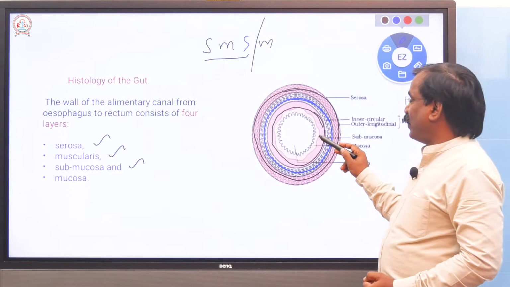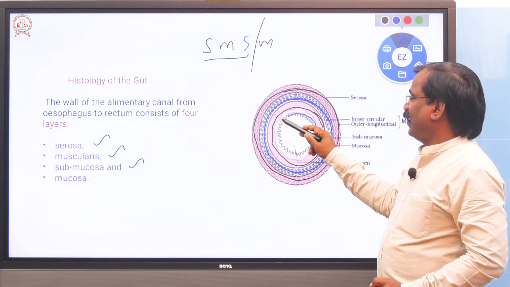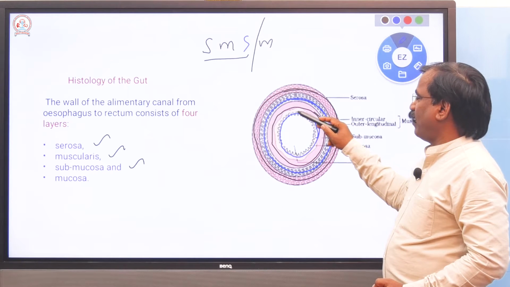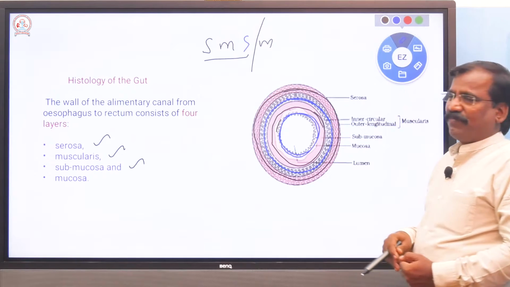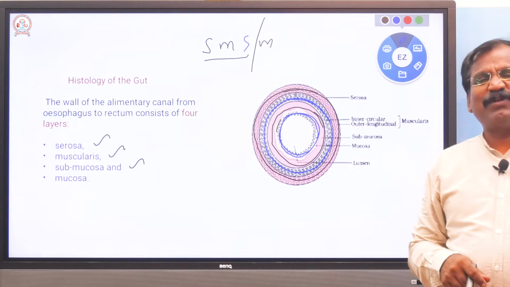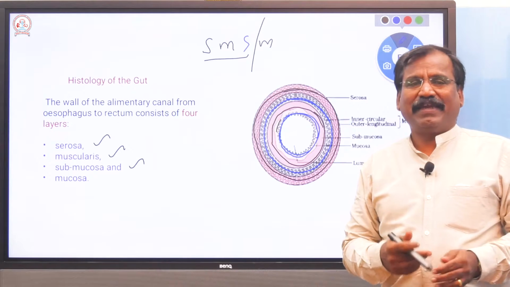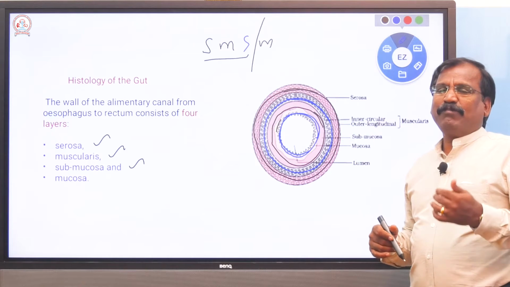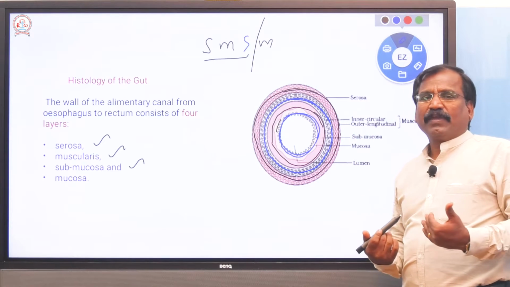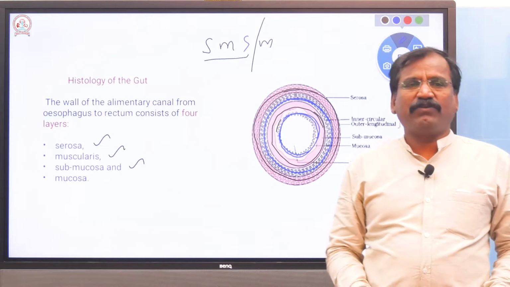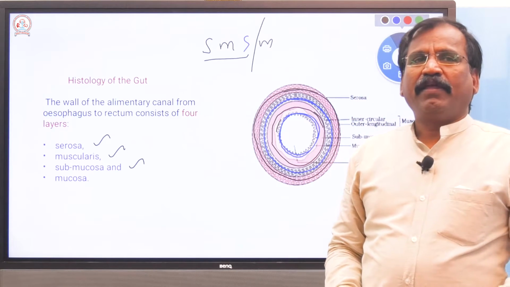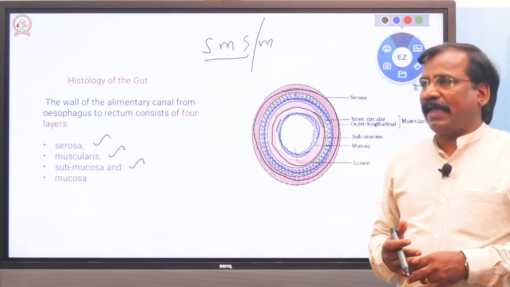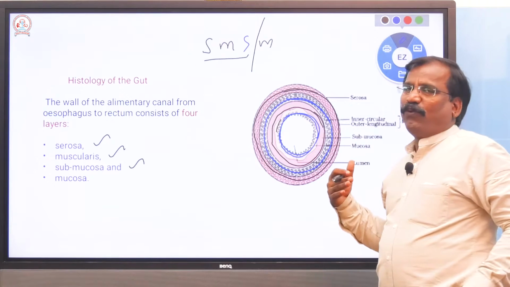And the innermost layer, this is the mucosa. It is the innermost, loose layer. So these are the four layers from the esophagus to the rectum. The gastrointestinal tract is made up of four layers.